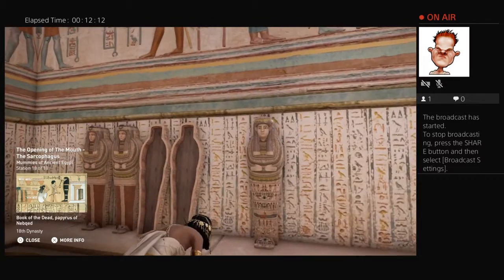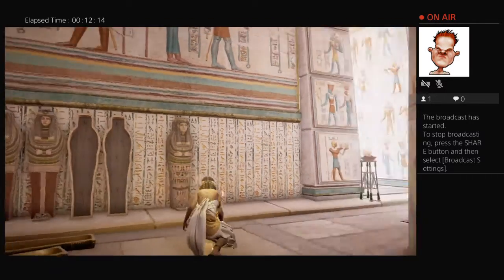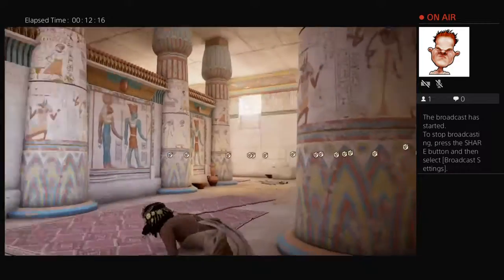The last stage of this long ritual... Try using your eagle when you want a top-down view.